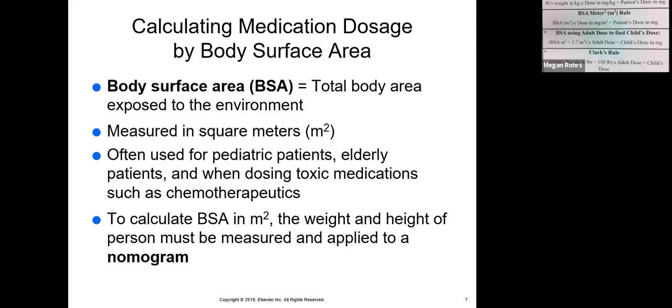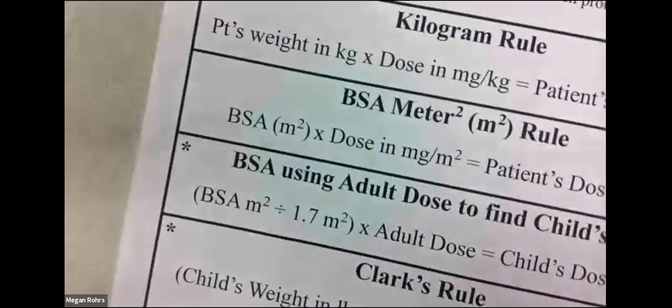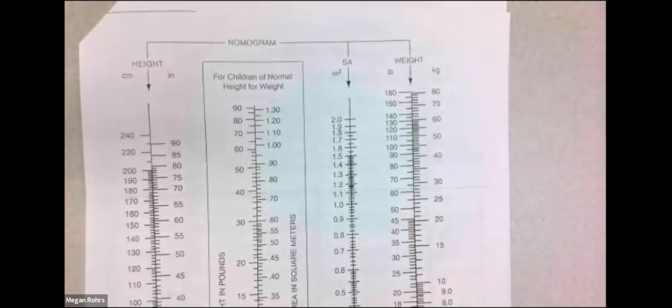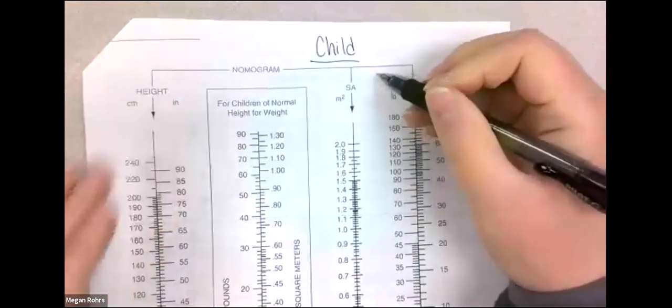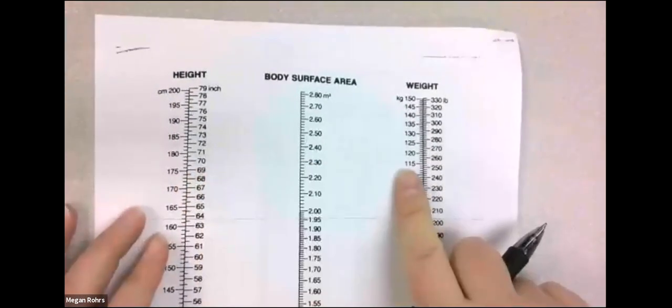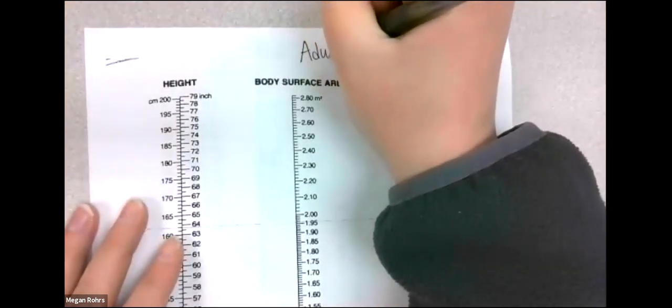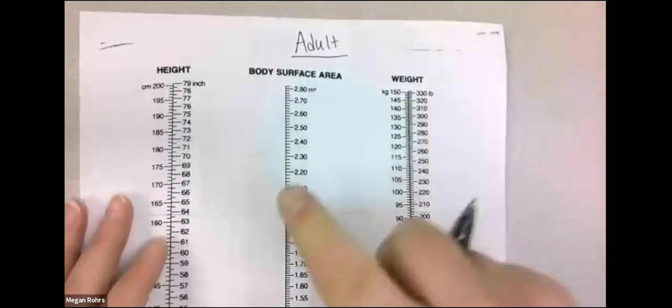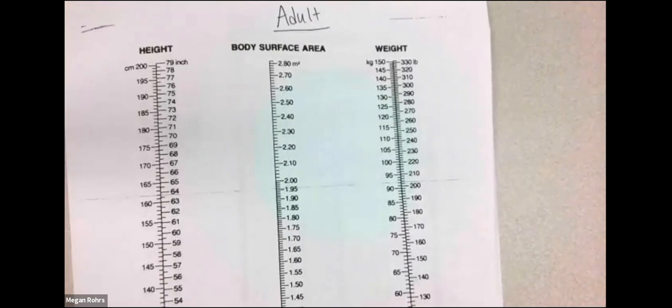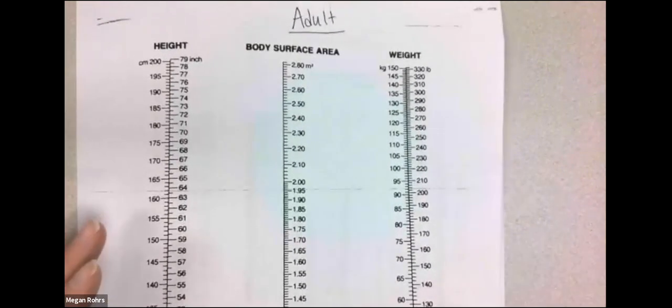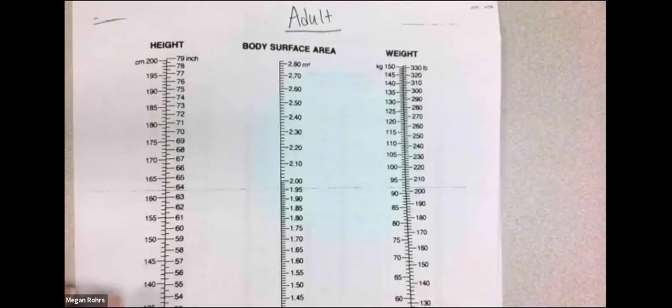So you all have this handout here. We're going to take a look at the nomograms that I have attached. Make sure this one that says children on it, I would go ahead and indicate this side is for a child, and then the back side just has these three columns here. This one is for adults. Make sure that you know the difference, because if you use the wrong one, it's going to mess up your calculation. So let's just take a look at how to use these charts first off.